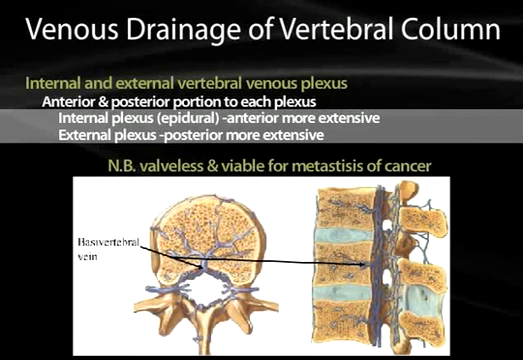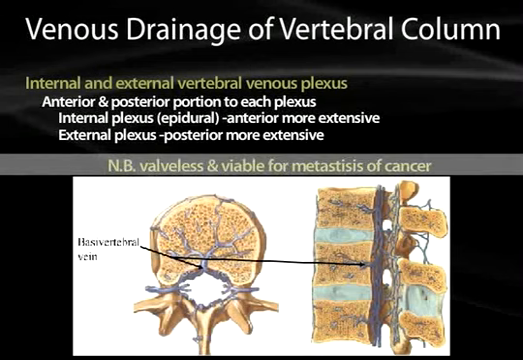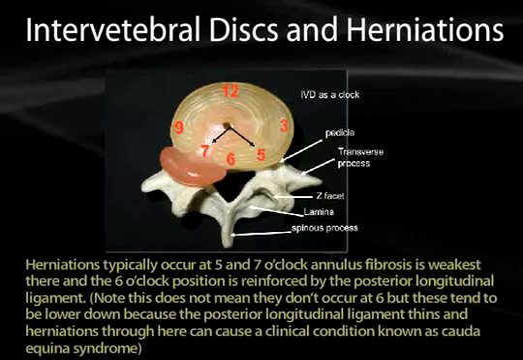This can sometimes be compressed when there's a compression fracture, and that can cause a necrosis. The clinically important factor about this venous plexus is that it's valveless and therefore a viable pathway for metastasis of cancer. So you'll oftentimes get pelvic cancers that will then metastasize into the vertebral canal and can make their way up into the spinal cord or into the brain.